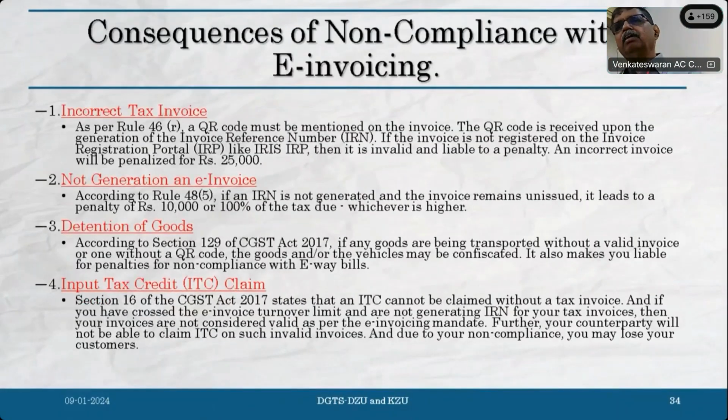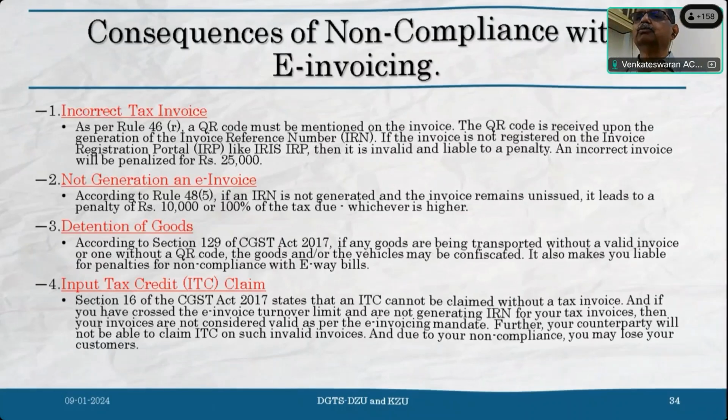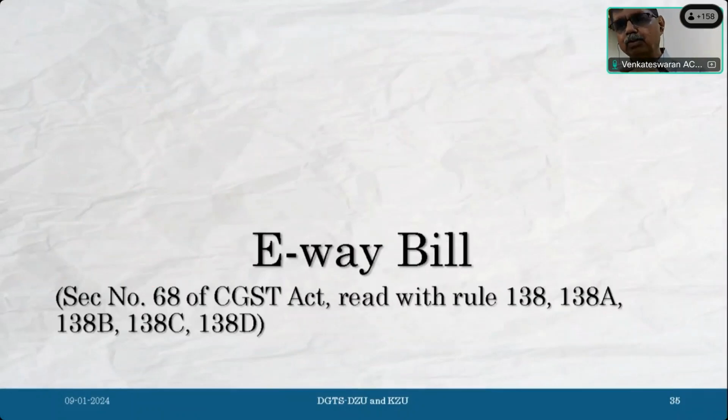Consequences of non-compliance with invoicing. If you do not comply, then definitely you are penalized, which means, as I told earlier, goods can be detained, and input tax credit may not be possible for the other person. There is also a penal consequence under section 125 and rule 48.5, which mandates either 10,000 rupees or 100% of the tax due, whichever is higher. So one should understand the consequences of non-compliance with e-invoicing. Then goods.